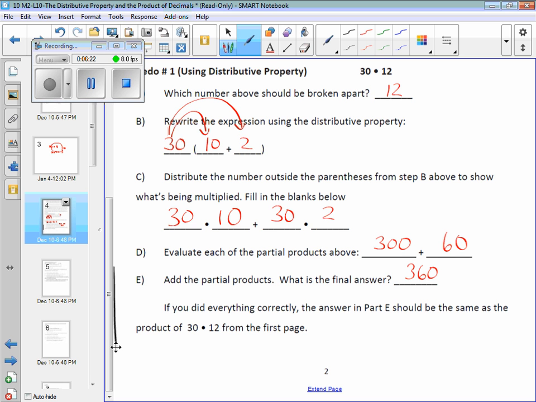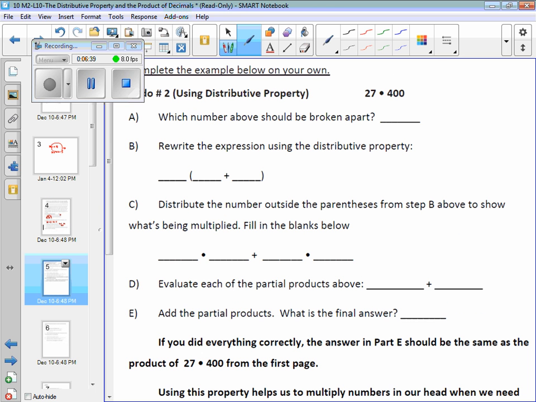Now, when you're going through this, you say, oh, that seems like an awful lot to write down when I could just naturally do it in my head. True. The idea is to try to do it in your head. You're just breaking down what those steps are in written form so we can see what you're thinking. Let's try the next one together. It all follows the same pattern. Break one number apart, usually the number that doesn't end in a 0, and break it down into partial products.